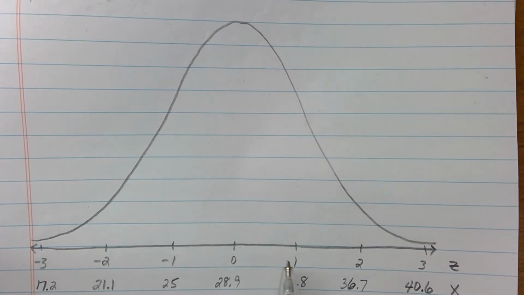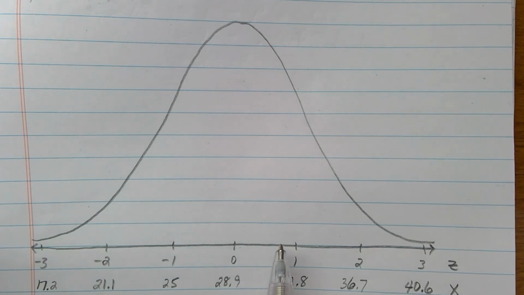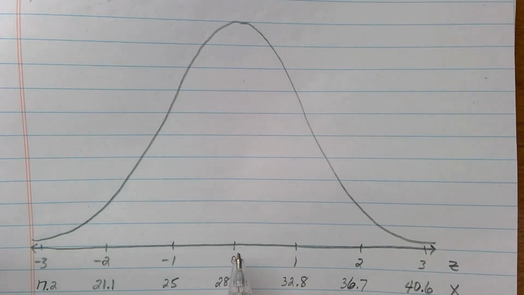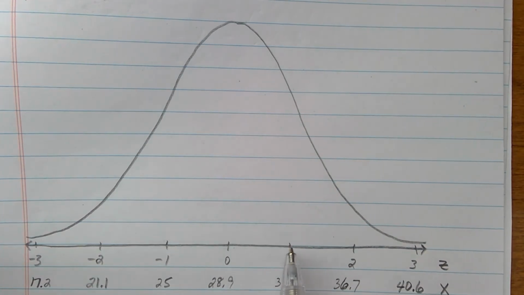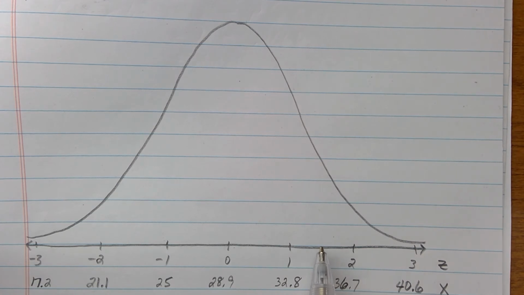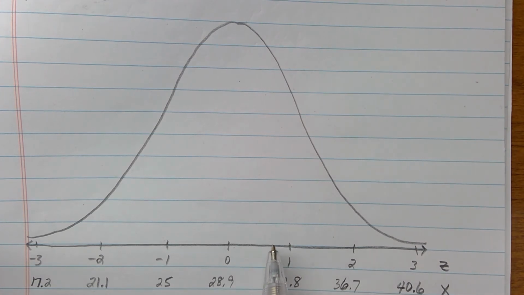And we came up with 0.79. 0.79 is right about there. That's about three-quarters of the way over. And 1.56. Well, that's really close to 1.5. All right, so from 0.79 to 1.56 is what we need to look up in the table.